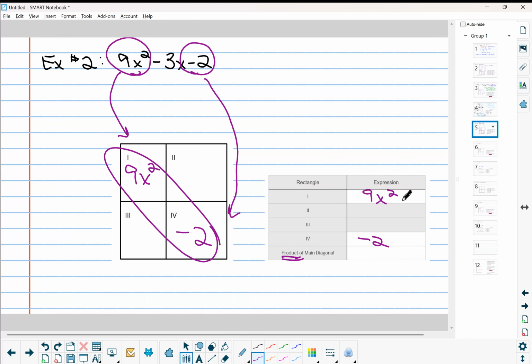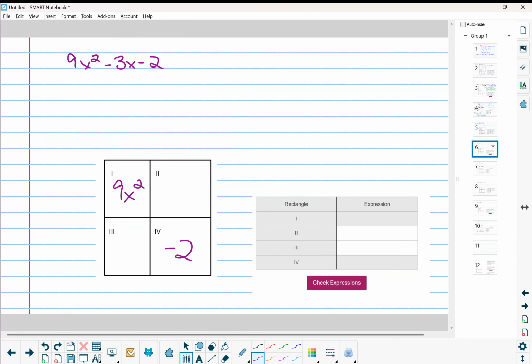And then you're going to multiply that diagonal together, and you're going to put that into the product box. So 9x squared times negative 2 is a negative 18x squared. And we're going to need to remember that number and go to the next screen, where I've already got those 2 values filled in. Okay, so our product is negative 18x squared. And what I need is for my factors to equal negative 3x, because remember, they need to equal this b term. Okay, so factors of 18. I have 1 and 18.